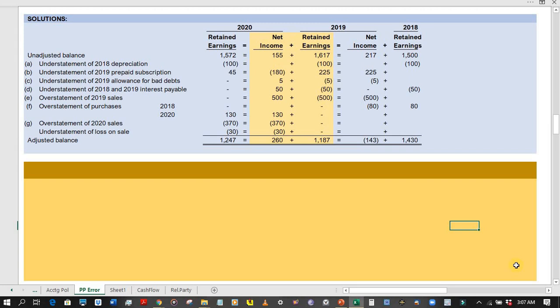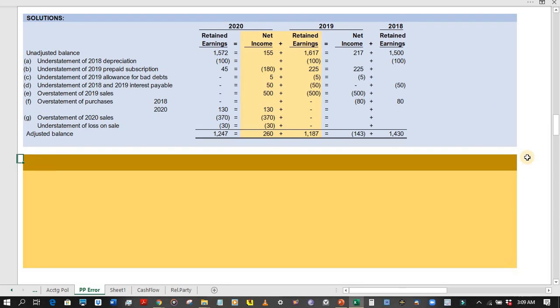So in order to present the revised or the restated 2019, we need to prepare journal entries. So these are the correcting journal entries to be prepared as of December 31, 2019. However, these correcting journal entries are not recorded. Again, these journal entries are not recorded because we already prepared correcting journal entries as of December 31, 2020. And those are the adjusting entries that will be recorded in the books.